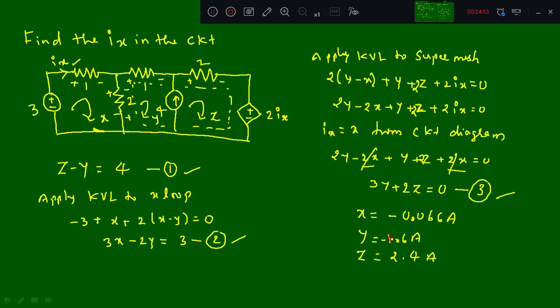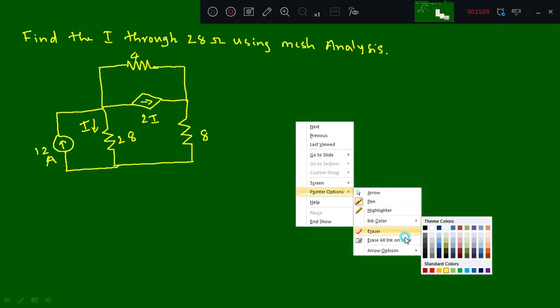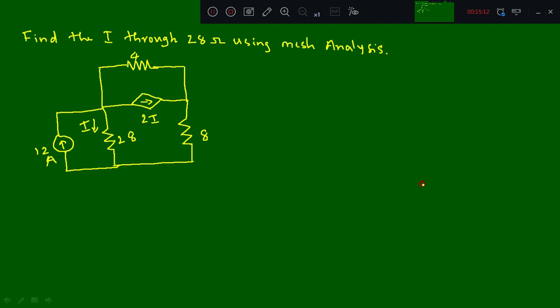Then we will go for one more numerical. So you can see this. They asked you to calculate the I through 28 ohm resistor. So first we will again see that there is a current source between the two loops. So first we will assume the directions of loop currents X. This is Y and here it is Z.